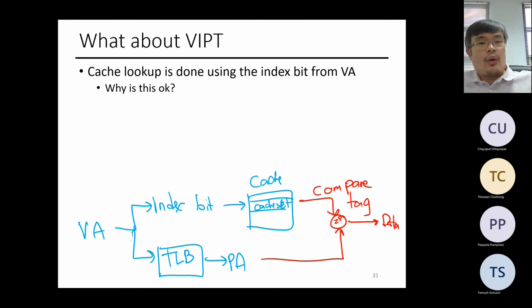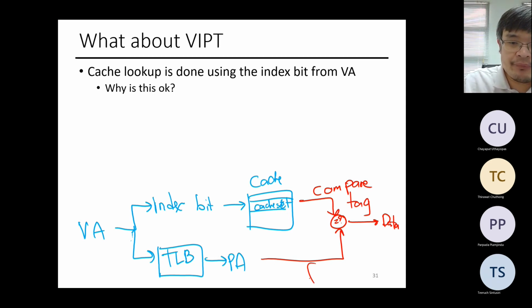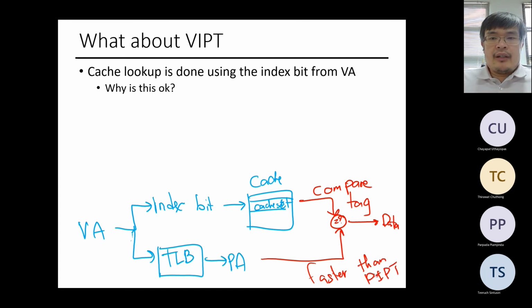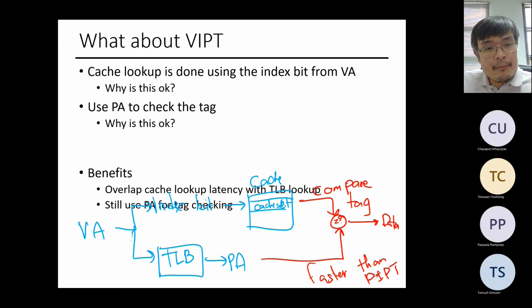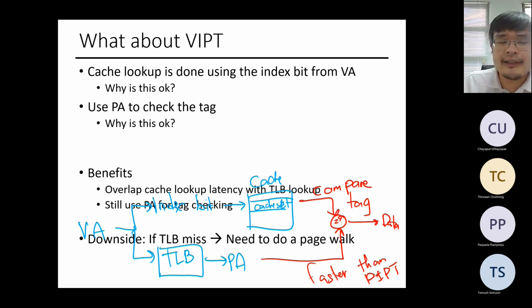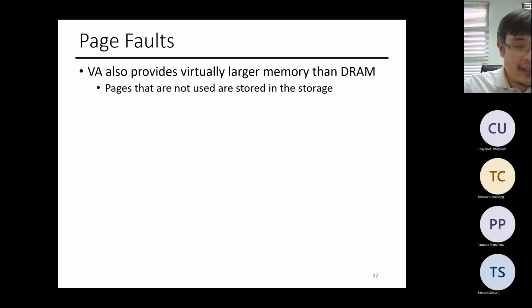So in this way, you overlap the time you go to the cache set with the time you do the translation by checking the TLB for your physical address. So this is faster than PIPT. You can use the physical address to check the tag, and that's okay. It eliminates the homonym problem. The benefit is you overlap the latency of the TLB lookup. The downside is you want to make sure that it's a TLB hit.